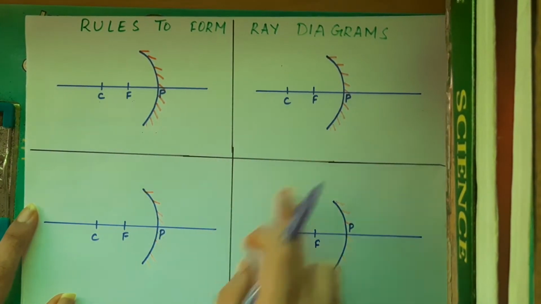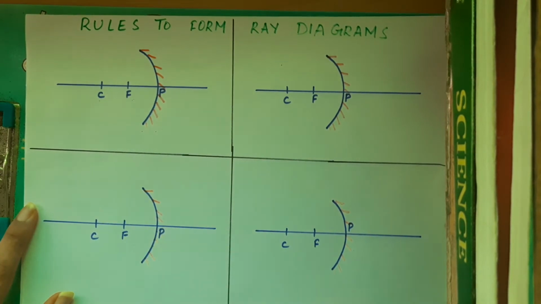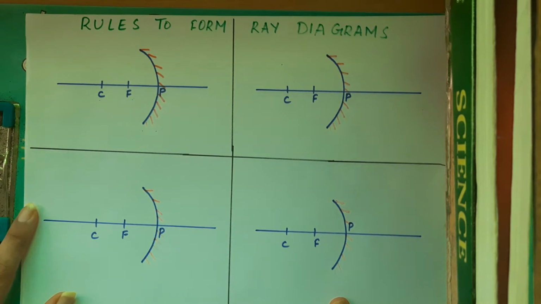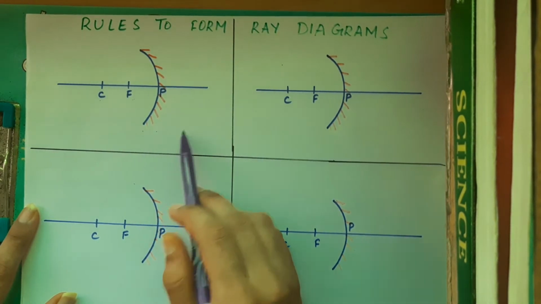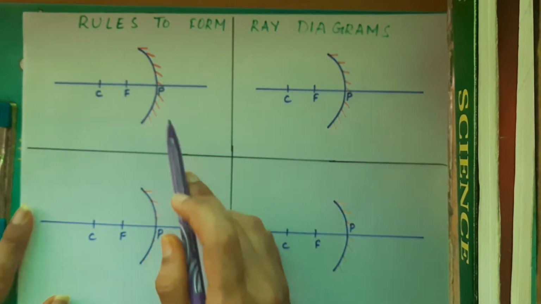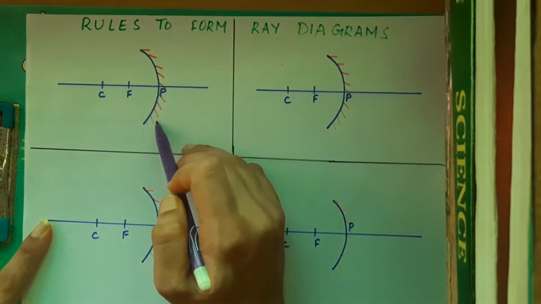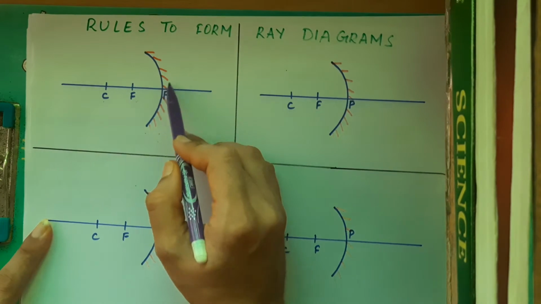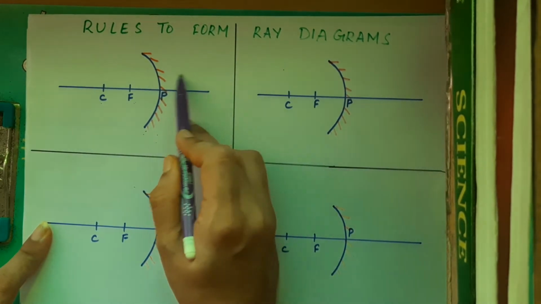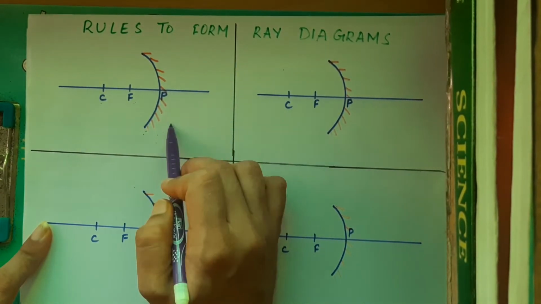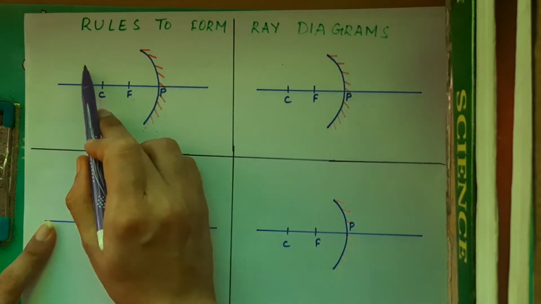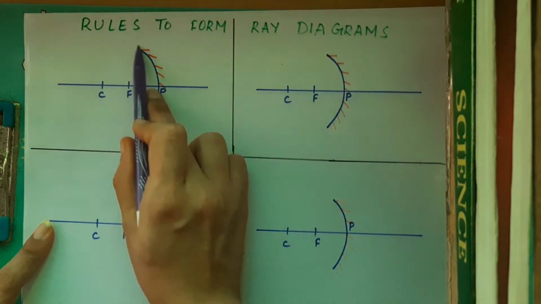So here, all the four cases indicate that the mirror is a concave mirror. Okay. In the first case, you see there is a concave mirror, right? These orange lines indicate that this part of the mirror is a non-reflecting part and no light will be reflected from this side. Whatever light comes from this side will be reflected from the mirror.